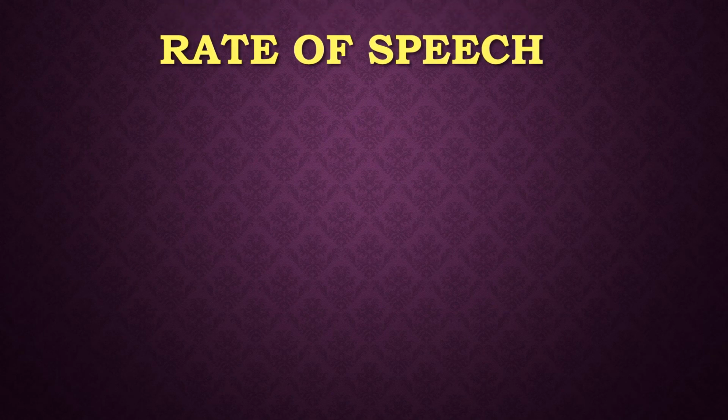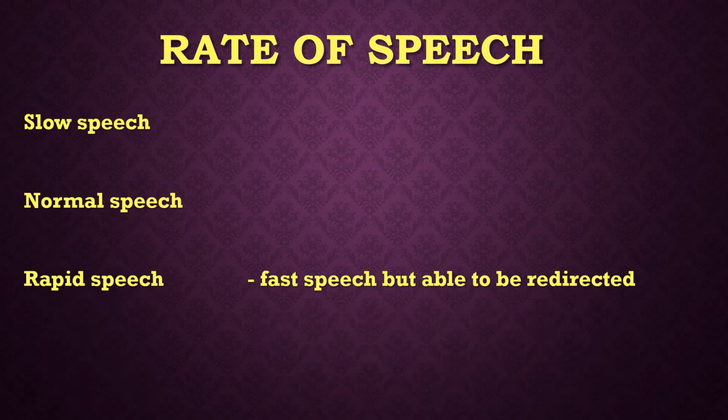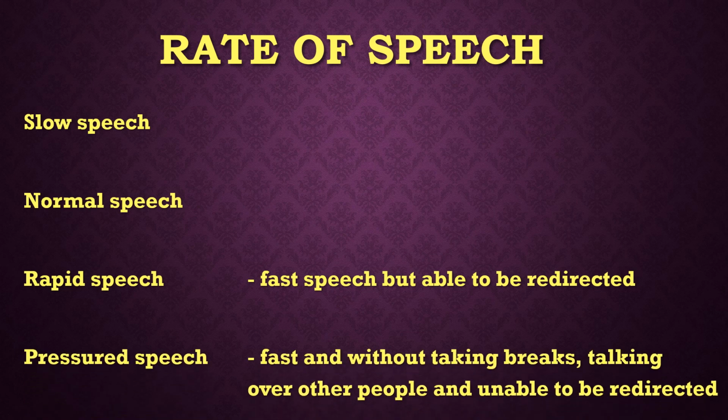Rate of speech. Slow speech can be due to psychomotor retardation. Then normal speech rate. Then rapid speech, which is fast speech but able to be redirected. That can be due to psychomotor agitation. Then pressured speech. The speech will be fast and without taking breaks, talking over other people and unable to be redirected. It can be seen in patients with mania or anxiety.